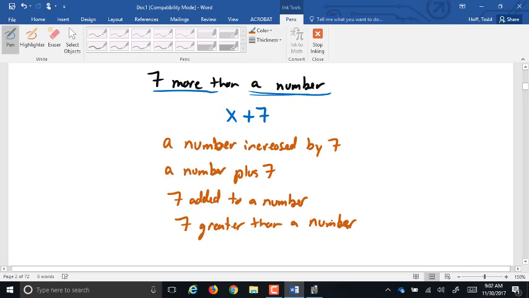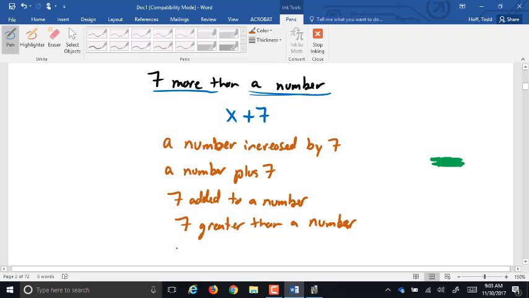That one you have to be very careful with because if you do 7 is greater than a number, that's something very different, right? If it's 7 is greater than a number, you've got 7 greater than X like that. We're not ever going to work with anything like that in this class, so you should never have anything that has the greater than or less than symbol in it when we're doing our phrases.